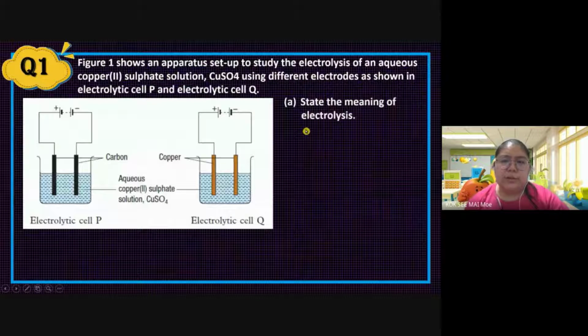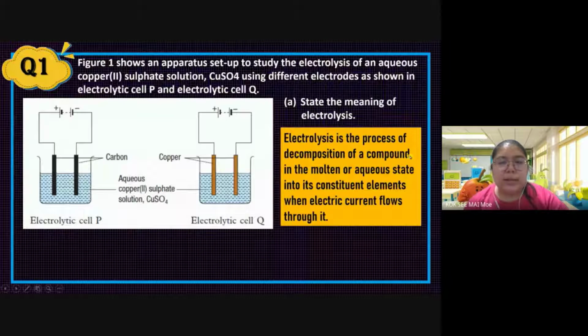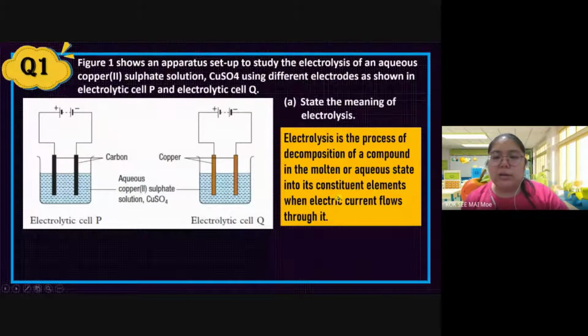Okay, first question. State the meaning of electrolysis. Electrolysis, the meaning is a process of decomposition. This one you can find from your textbook. Electrolysis is a process of decomposition of compounds in the molten or aqueous state. So that means for the ions to start to move, it must be in the molten or the aqueous state, into the constituent elements when the electric current flows through it.